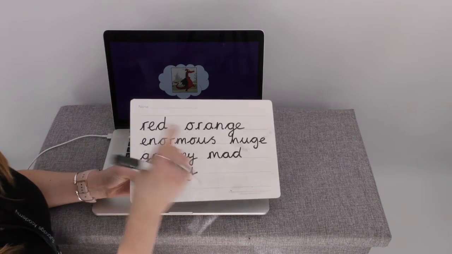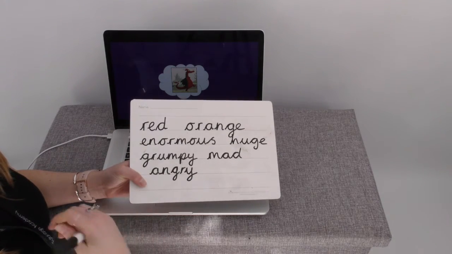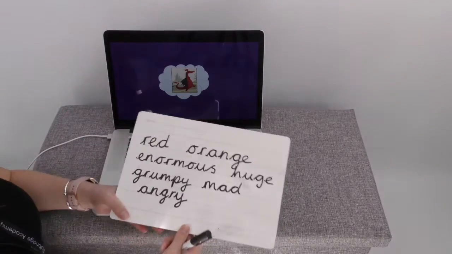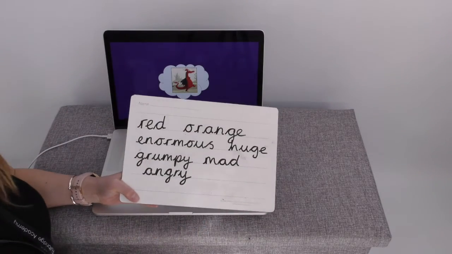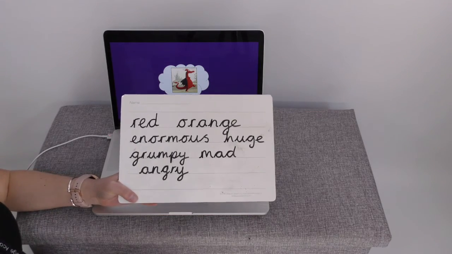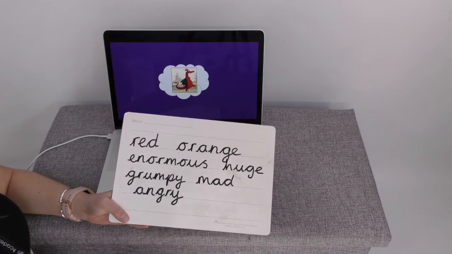What I'd like you to do is think about these adjectives that are on here and think of some more to describe the dragon. So on a piece of paper, a bit like this, I'd like you to write down all of the adjectives that you can think of that would describe the dragon in the story.